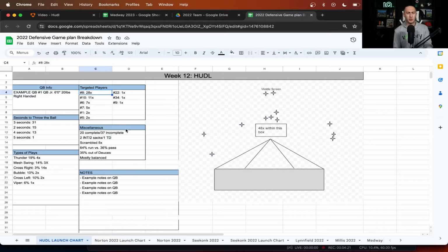Next is just our miscellaneous. So we'll just put in completions. How many interceptions is he throwing? Is he taking a lot of sacks? How many times is he scrambling? Again, run-pass percentages and how many times they're throwing out a certain formation. So this is kind of where we'll data dump everything and we'll show it to the guys.